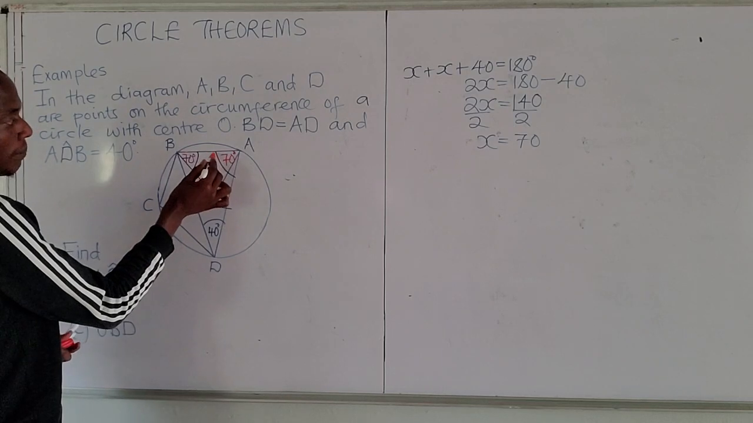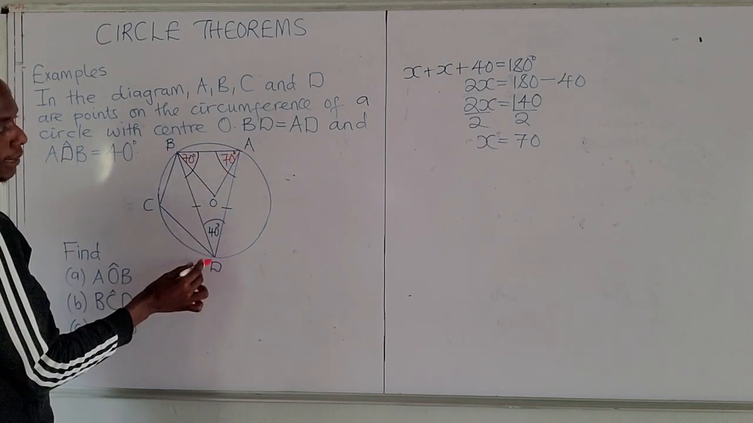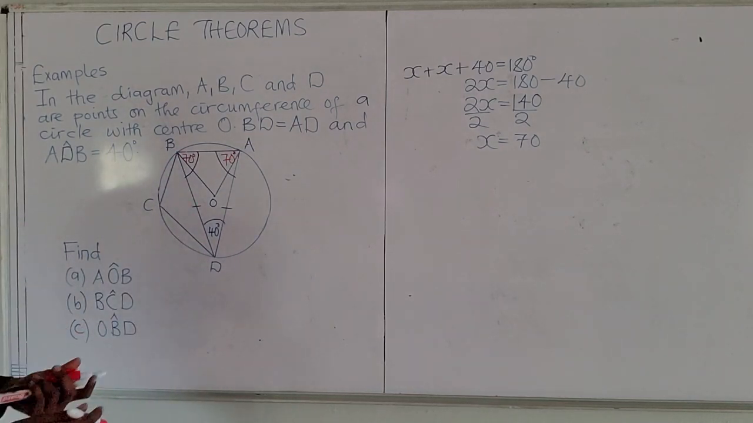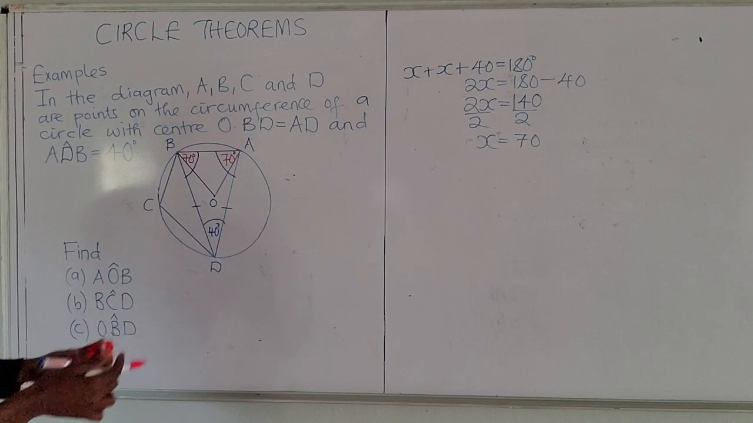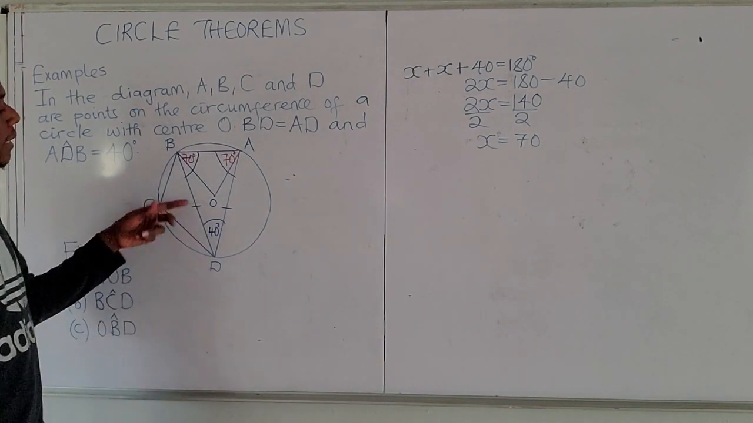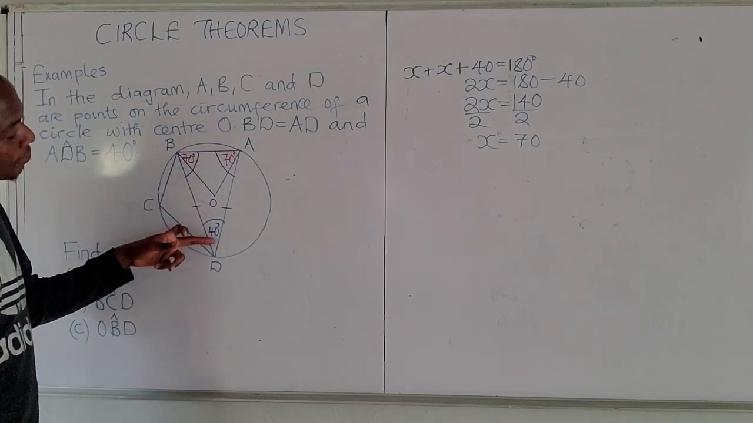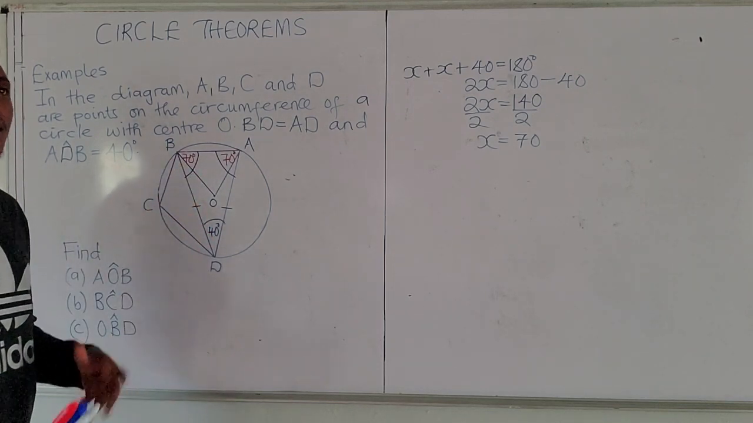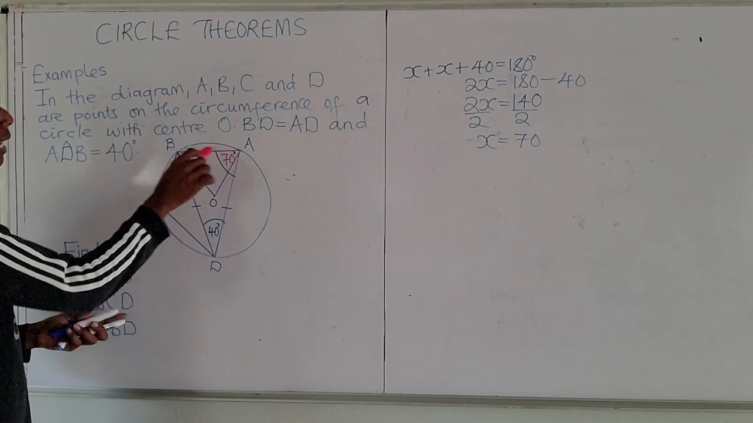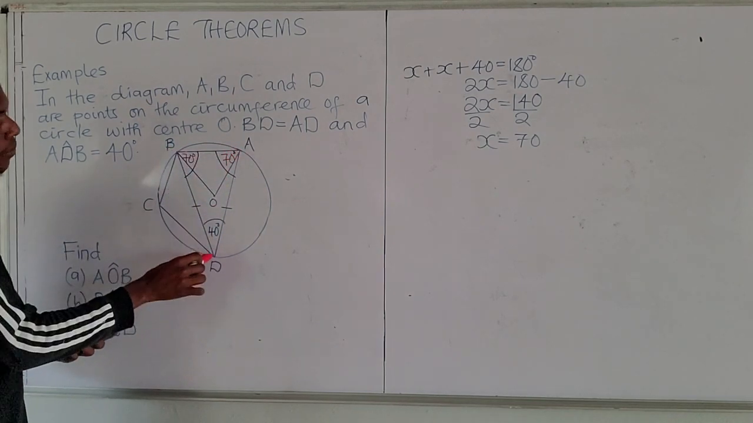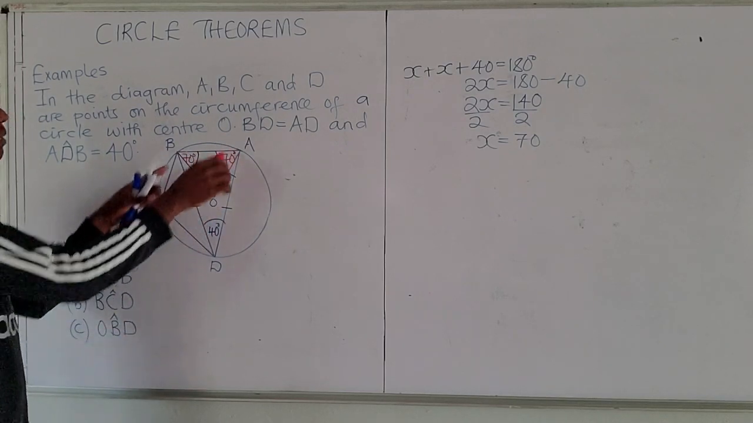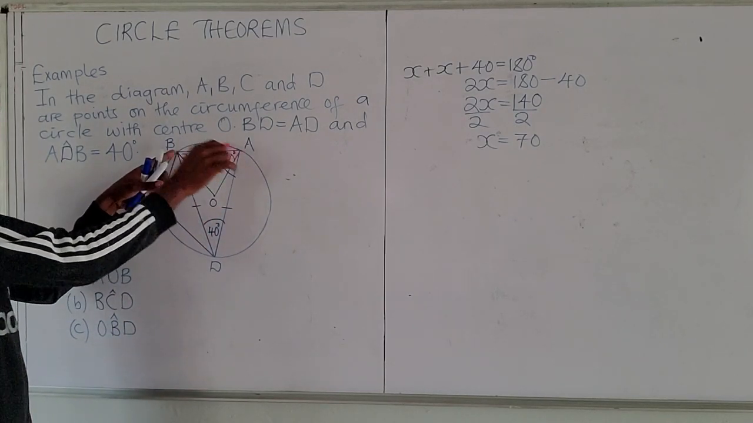So remember, we are talking about angle BAD being 70 and angle ABD being 70 degrees. Having done that, we again use the property that the angle at the center is twice the angle at the circumference, provided those angles are subtended by the same arc. When we talk about the same arc, we are talking about arc AB. So we can see that angle ADB and angle AOB are subtended by the same arc.